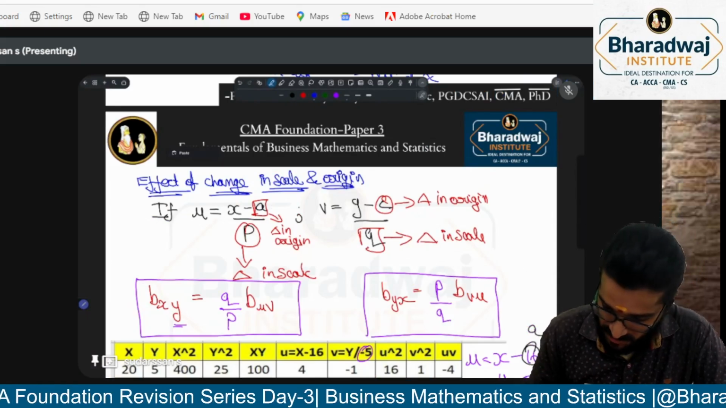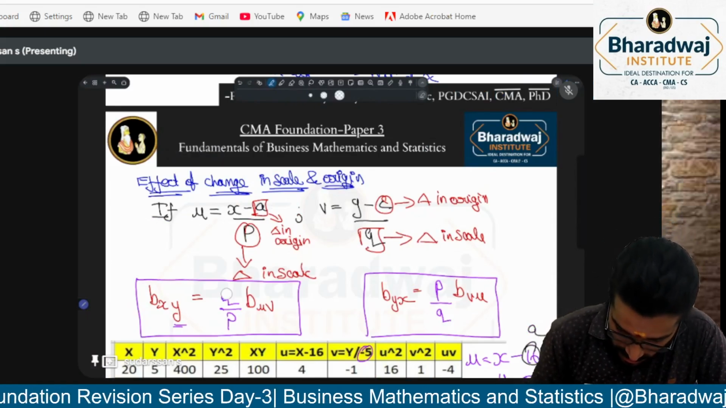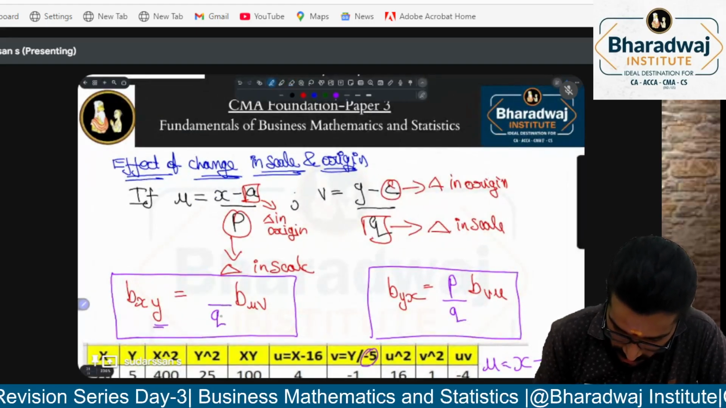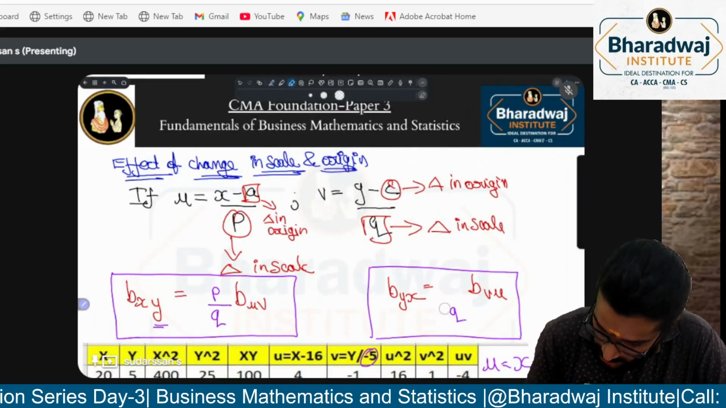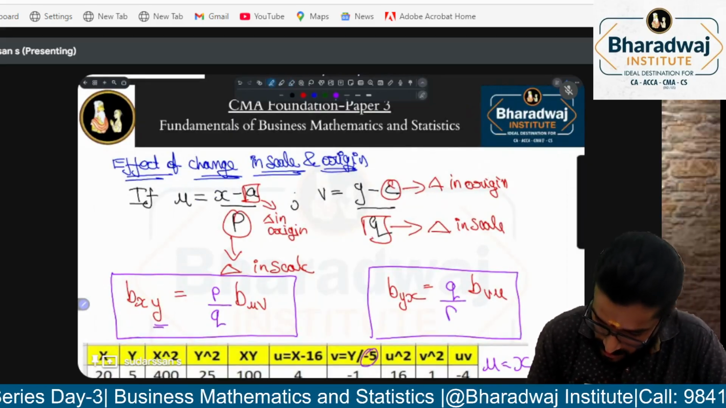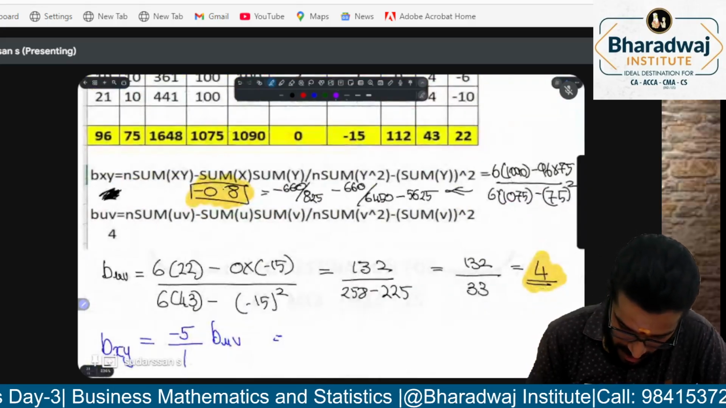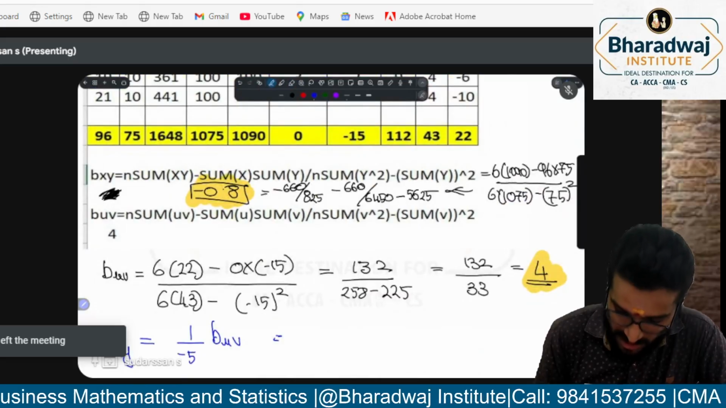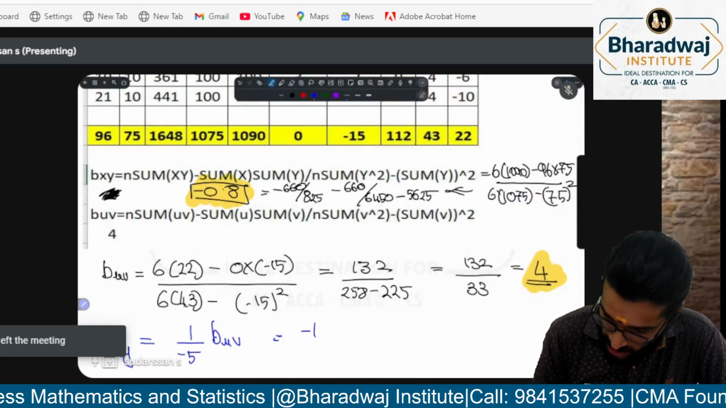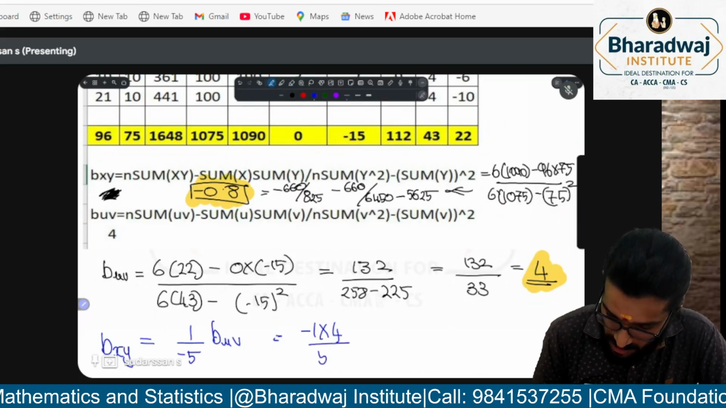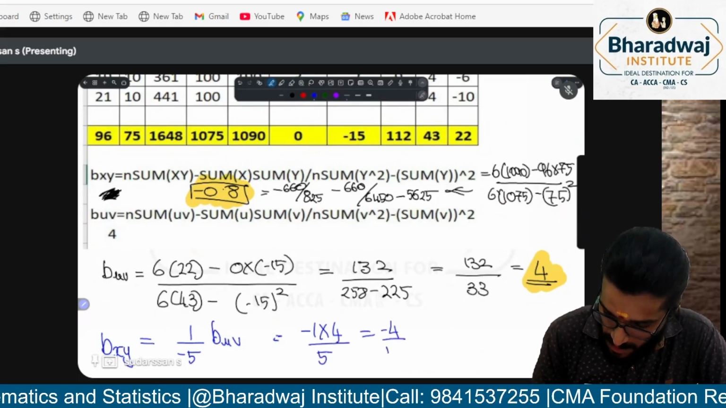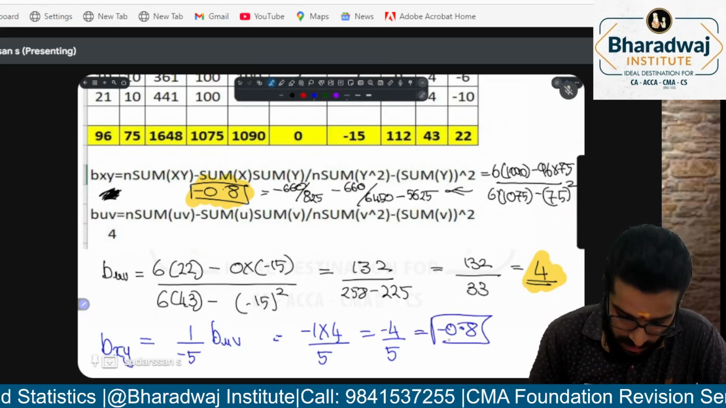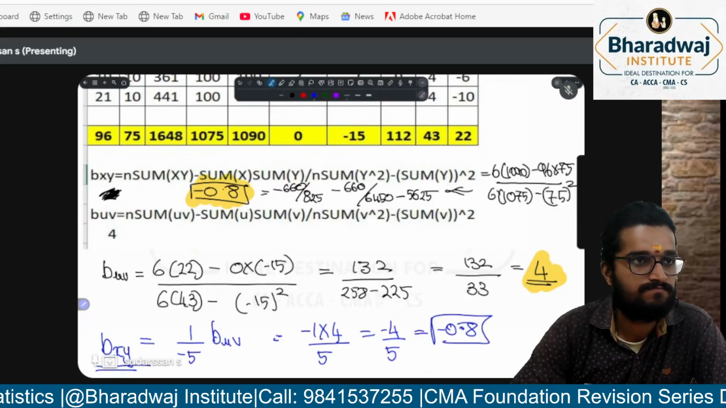Just wait a second, I just made a small error here. Always the dependent variable should be in the denominator, right? So it should be q and p here. So minus 5 should come in the denominator. 1 divided by minus 5. Now put the answer: minus 1 into 4 divided by 5. So the answer is minus 4 by 5, which is minus 0.8. That's the value of bxy.